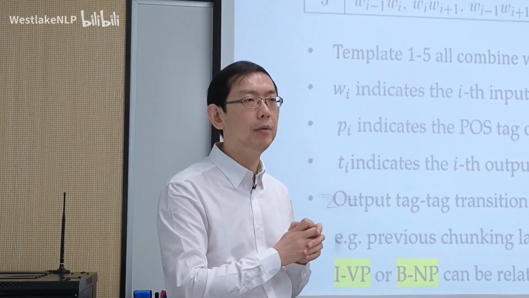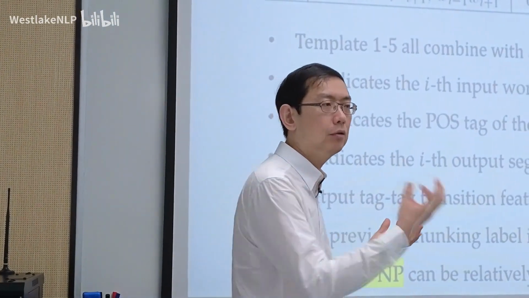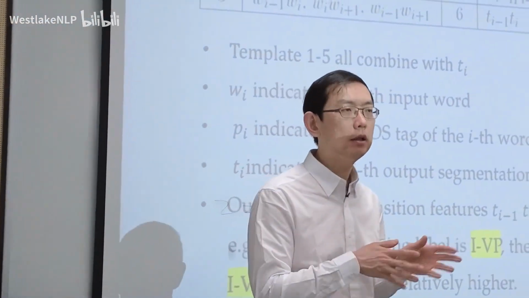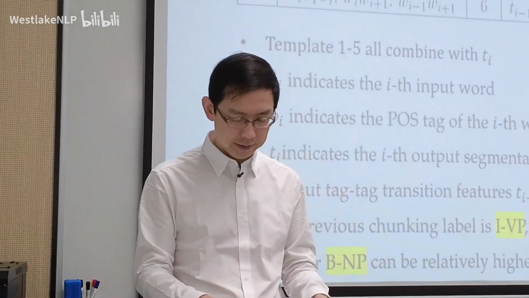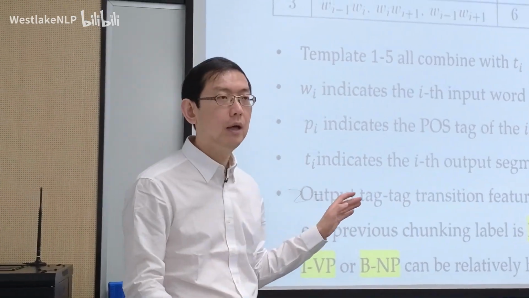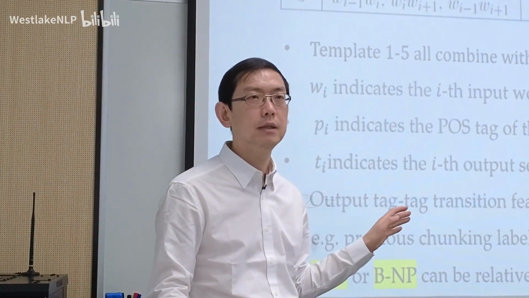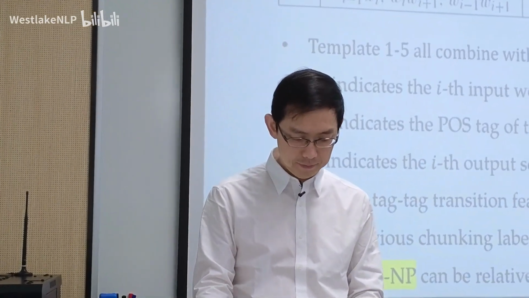current output label. Because if you don't combine these input feature patterns with the output label pattern, you cannot differentiate different outputs, so the feature templates are meaningless. So you have to compose. All your feature instances must consist of the output label. This is a must.